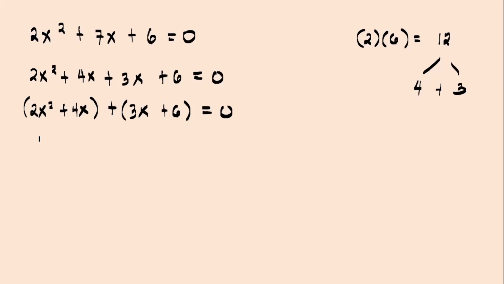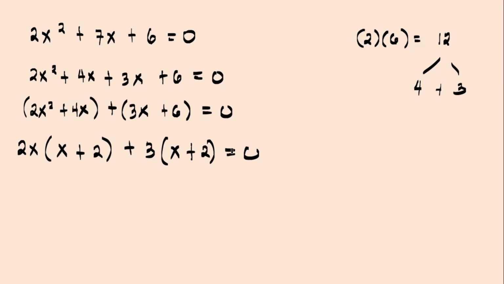Okay? And next, ano yung common factor ng 2x squared plus 4x? That is 2x. So 2x squared divided by 2x, that is x. 4x divided by 2x, that is positive 2. Okay, so next, plus. Ano yung common factor kay 3x at 6? So that is positive 3. So 3x divided by 3, that is x. And 6 divided by 3, that is positive 2 is equal to 0.